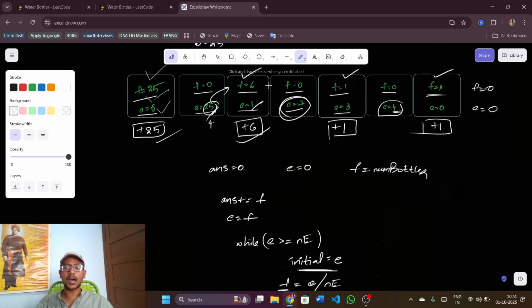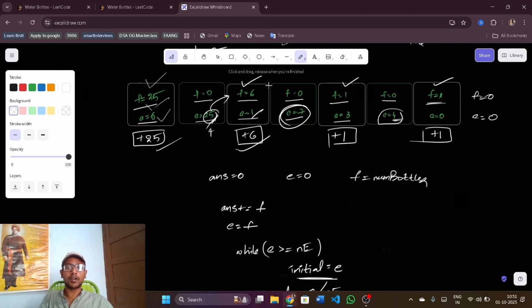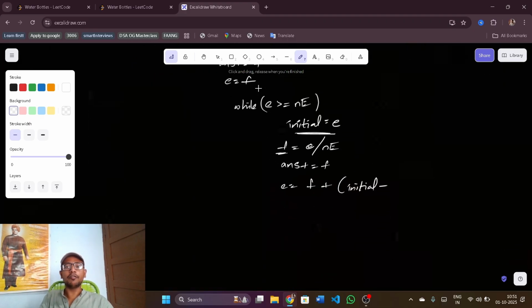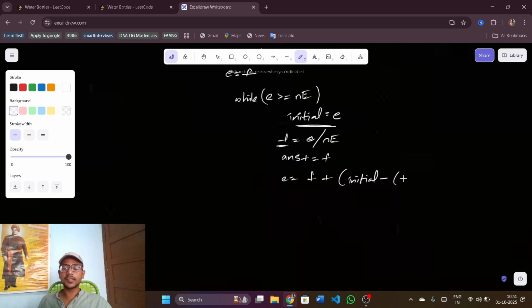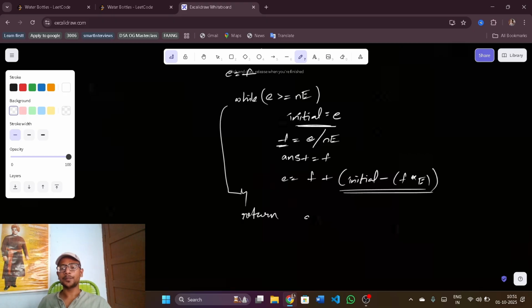So 6 fours are 24. So 25 minus 24 will give me 1. 25 minus 24, how do I get 24? I'll just do f into ne. So initial minus f into ne will give me 1. Here it is 6 plus 1, I'll get 7 as e, however. So this is how I'll get it, and then I'll just return the answer at the end, right?